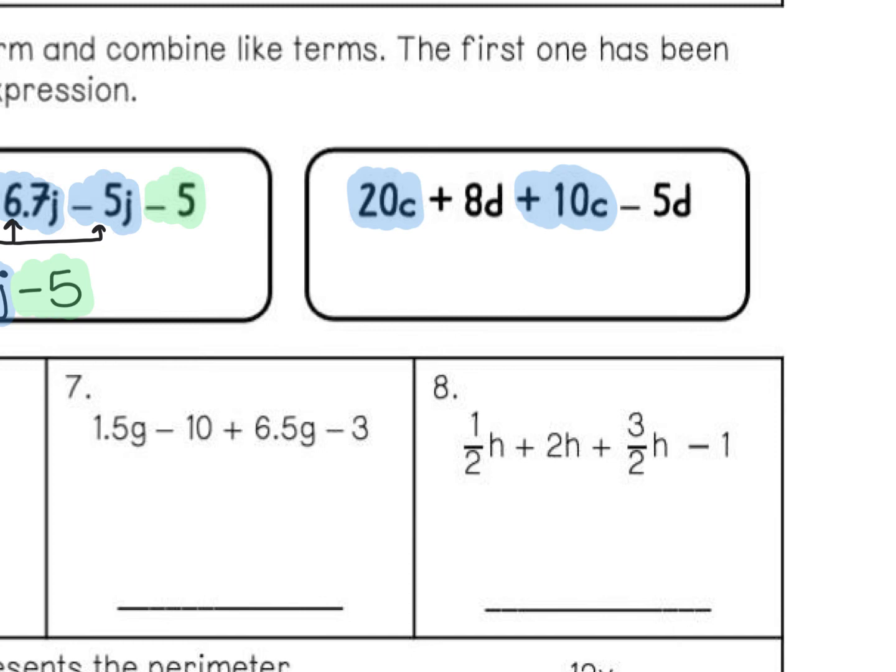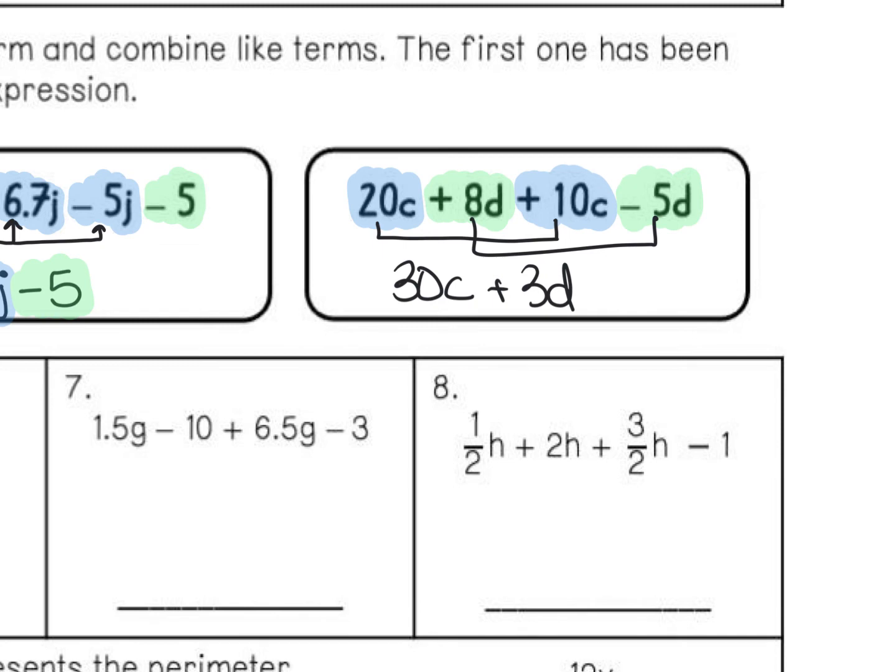Do I have any more C terms? No. So now I change colors and I can see I have a D term. Do I have any more D terms? Yes. Are there any more things I need to highlight? No. How many different colors do I have? 2. Which means I should end up with 2 terms. So 20 plus 10, 30C. 8 minus 5, not negative 3, positive 3D.